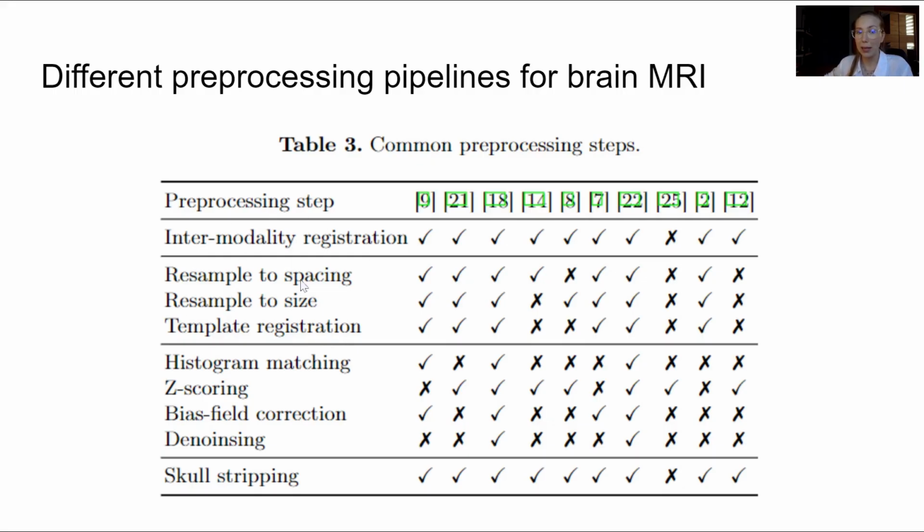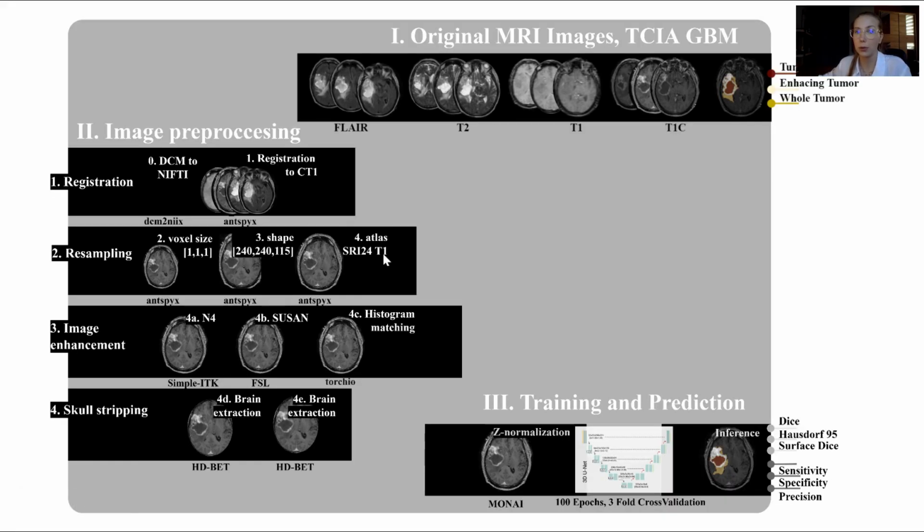After that, you may want to standardize images within the dataset, to resample to the equal spacing, or resample to the equal image size, or to the template. Then you may want to enhance the image and skull strip the image to get rid of the excessive information.